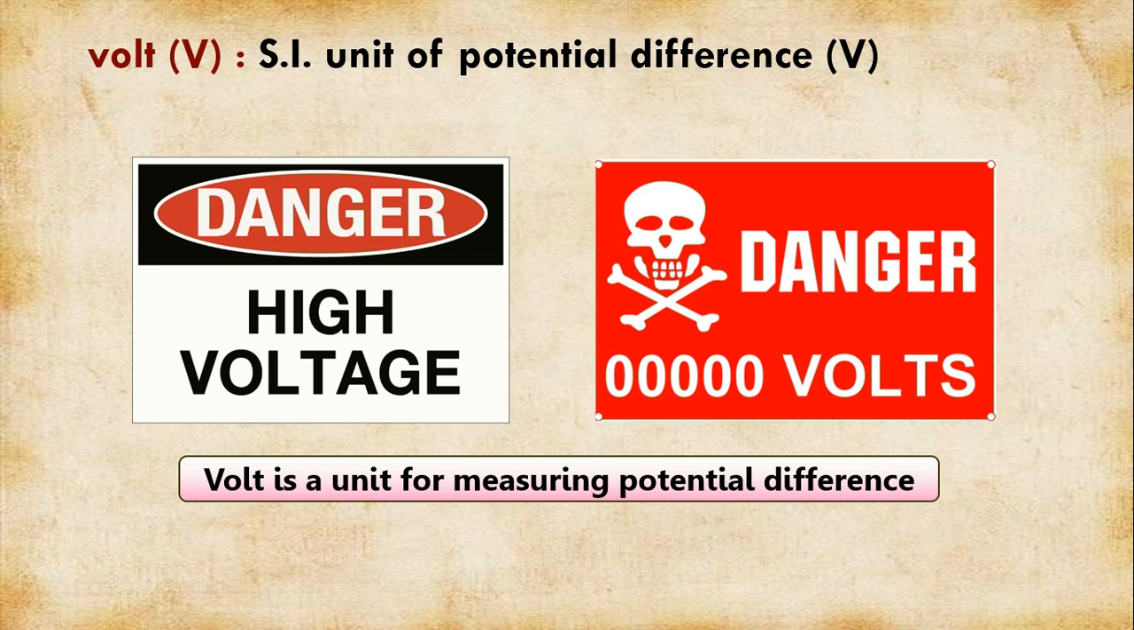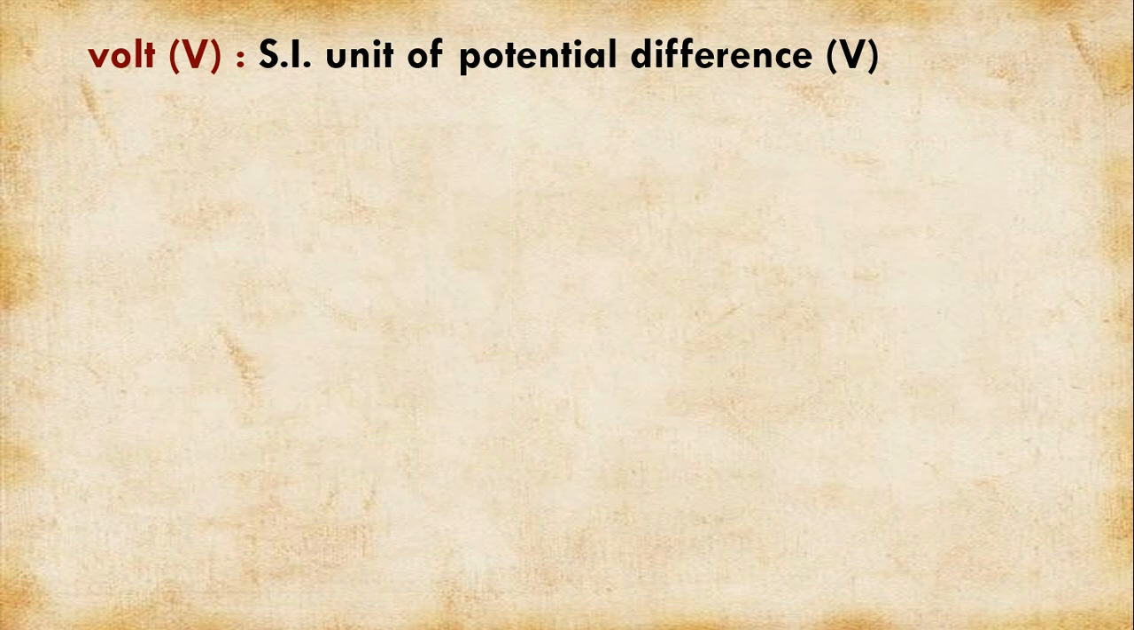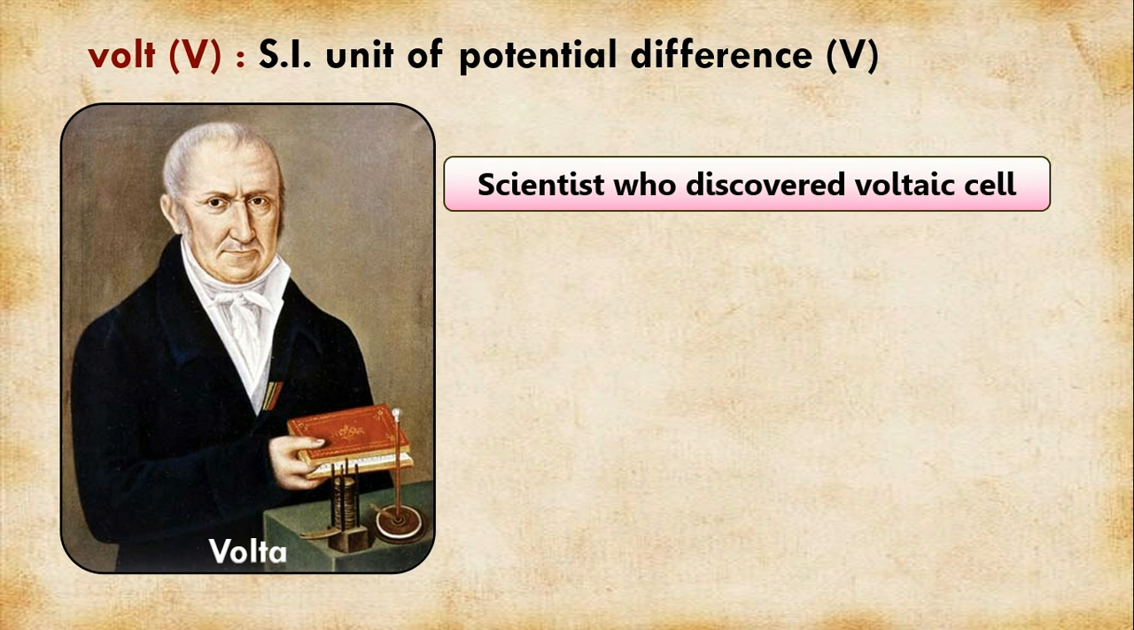So what does the danger symbol represent? Having more voltage. Okay. Volt is a unit for measuring the potential difference. Volta is the scientist who discovered the voltaic cell.